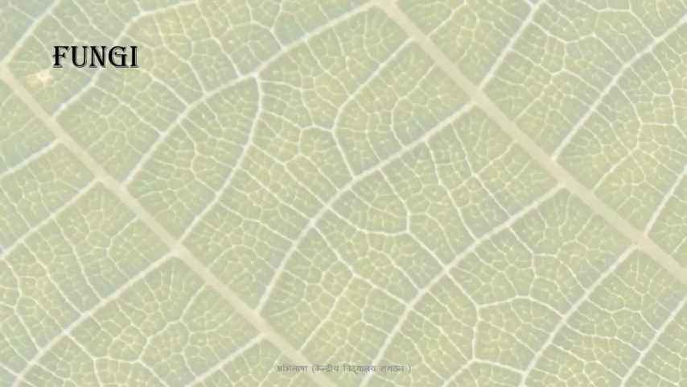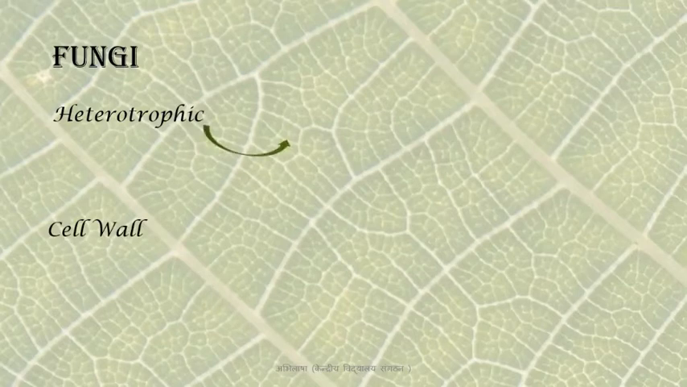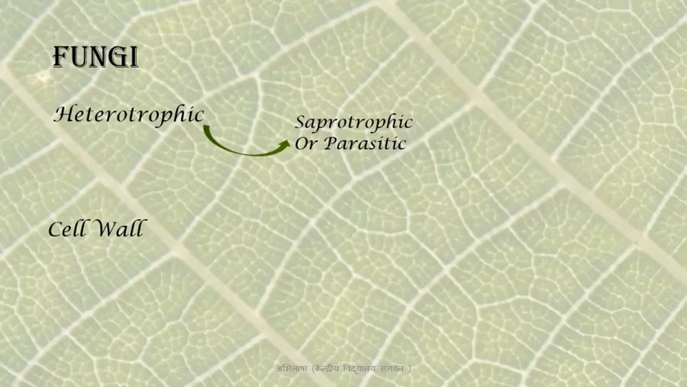The kingdom fungi is unique in two respects. They are heterotrophic, like animals, but like plants, they have a cell wall. Now, unlike animals, they are mostly saprotrophic or parasitic, never holozoic. Also, the cell wall is made of a unique substance known as chitin.